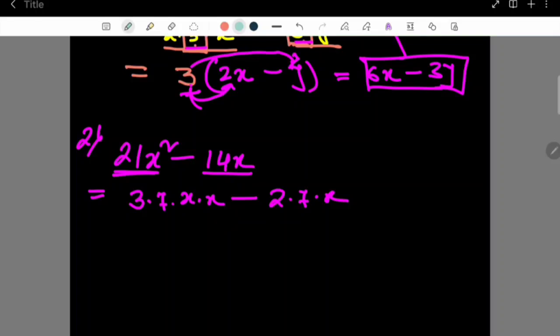देखेंगे यहाँ पे पहले 21 x² को हम स्प्लिट कर लिए, 3 into 7, 3 7s are 21. And this x square as x into x. So 14 also 2 into 7, 14 and x.